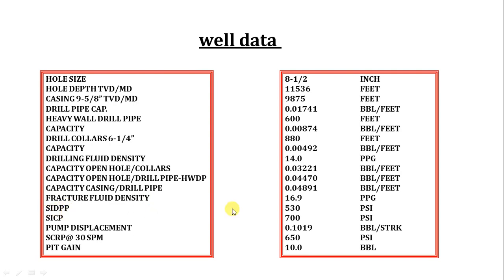Here the shut-in drill pipe pressure is 530 and the shut-in casing pressure is 700. The pump displacement, which means how many barrels per stroke, or pump output, is the same meaning. Pump output is 0.10159. The slow circulating pump rate at 30 strokes per minute, take care of this number, is 650, and the pit gain is 10 barrels. So all of these data will be put in the kill sheet and we will check for something and we will know how to solve the kill sheet now.